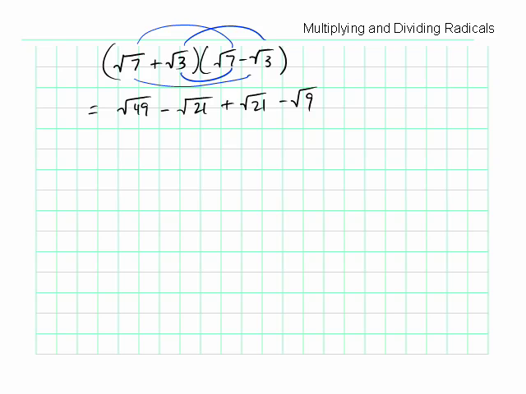Like that. Now let's simplify. Square root of 49 is 7. Notice that I have a negative square root of 21 and a positive, and so those cancel away. That's 0. Minus the square root of 9 is a 3. 7 minus 3 is 4. And so that one just multiplies out to 4.